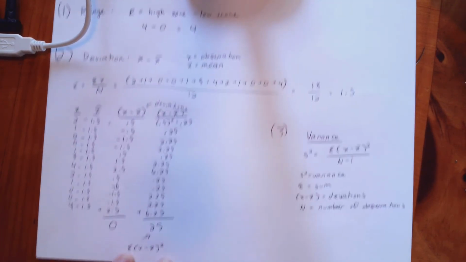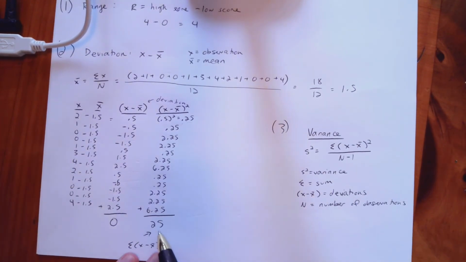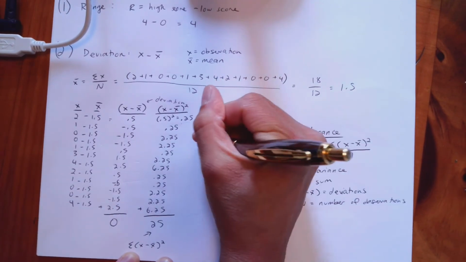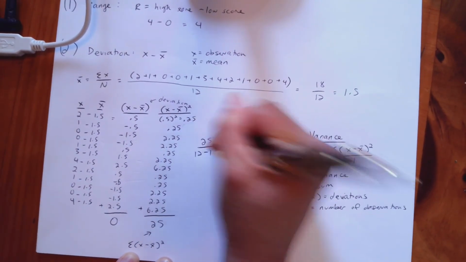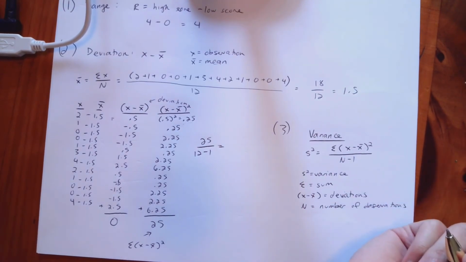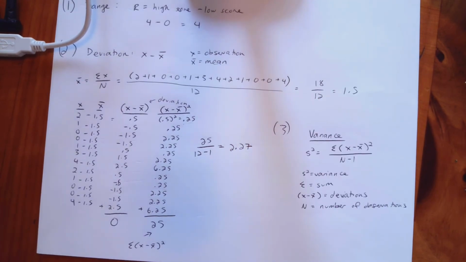We're going to take this 25 and we're going to divide it by n minus 1. So to get the variance here, we're going to do 25 divided by 12 minus 1, and that's equal to 25 over 11, and that comes out to about 2.27. So that's it, we have our variance.